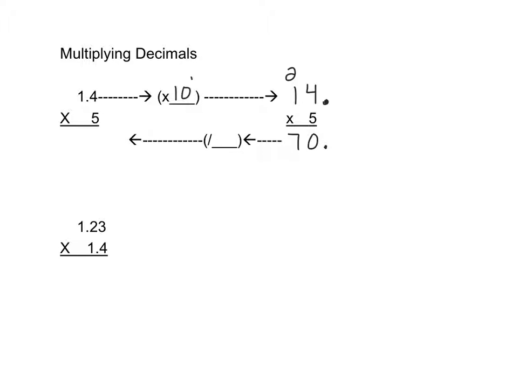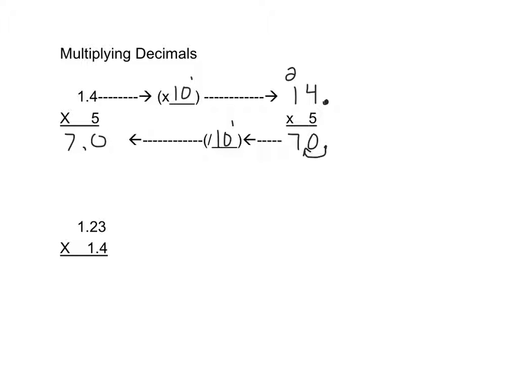So since I'd multiplied by 10 to the first, I'm going to divide by 10 to the first, or move my decimal point back one spot, which would give us just 7.0, or just 7 for our final answer. So let's look at what happens when you're multiplying by more than one decimal.